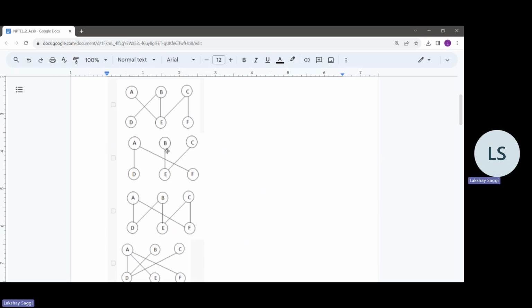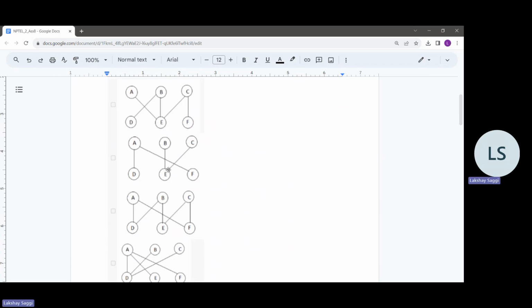So if the graph contains a complete matching, then C should be covered by the C comma E edge. Similarly, this B can only be covered by this B comma E edge. So basically, if this graph contained a complete matching, then C comma E should have been a part of that matching. And similarly, this B comma E should also have been a part of that matching.